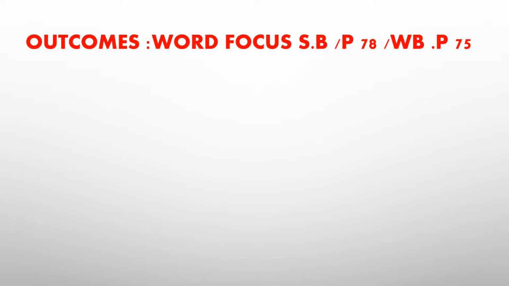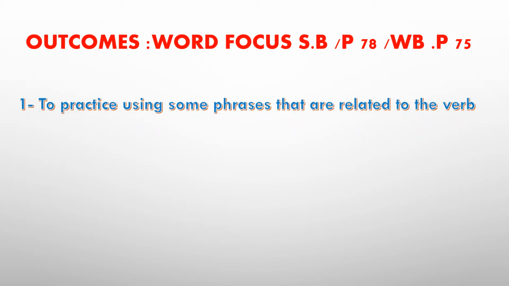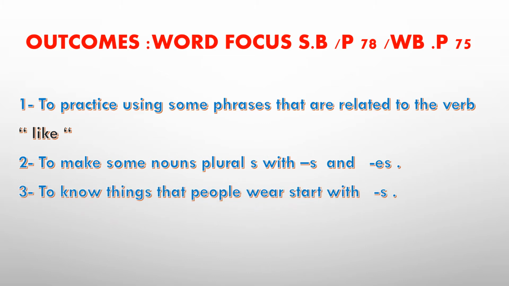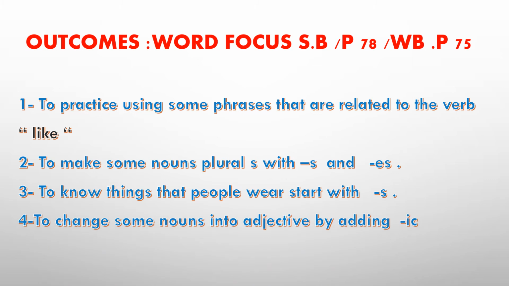In our previous lesson, we started with some activities that you have in your student book, page 78. What we have in our lesson today, we are going to start with some activities that you have in your workbook, page 75. In these activities, you are going to practice some words using some phrases that are related to the verb like. You are going also to make some nouns plural by adding s or es. The third step, you are going to know things that people wear. The last activity in our lesson today is about the suffix ic. So let's start.